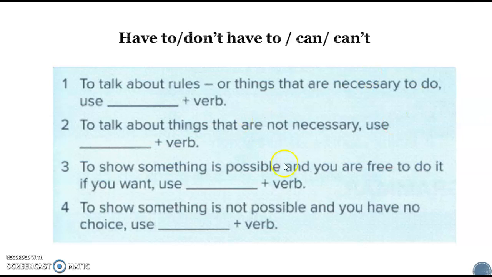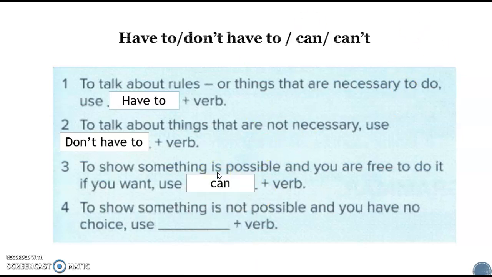Let's see. First of all, to talk about rules or things that are necessary, we use have to. Now, when something is not necessary to do it, of course, we use the negative form. We use don't have to. What happens when we want to express that something is possible? In this case, we use can. And of course, the opposite or the negative form, can't. We use can't when we want to express that something is not possible.